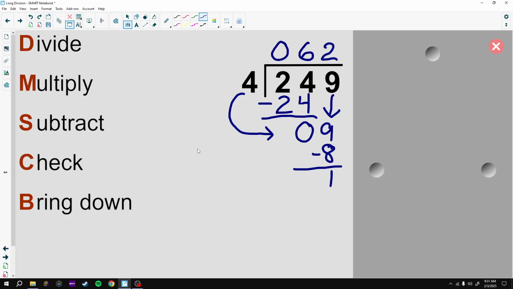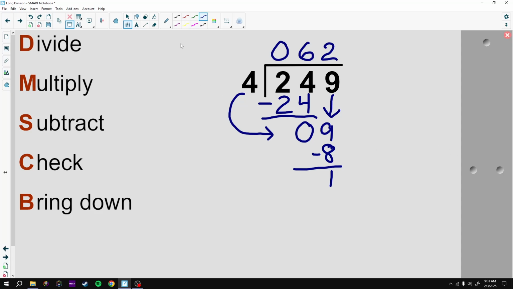We check that. Is 1 smaller than 4? Absolutely. Now we can bring down the next number. Oh, except there are no more numbers. That means we have our answer. Our quotient is 62, but don't forget, we have this leftover 1 down here called the remainder. So really, we would say that our answer is 62 with a remainder, just write an R here for remainder, of 1. There we go. And that takes care of this one.